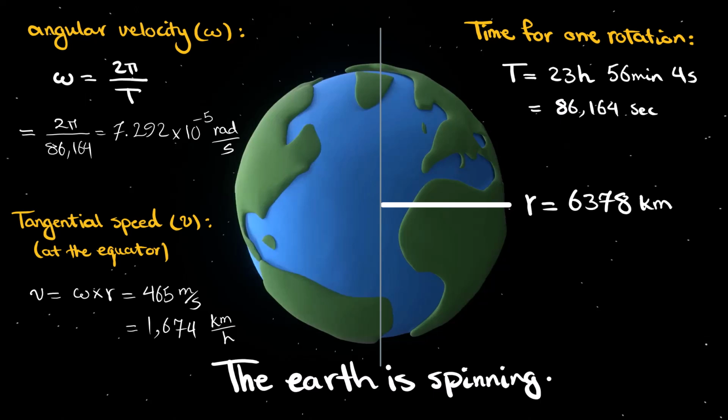The funny thing is that if the Earth suddenly stops spinning, you will still move at this speed and everything on the surface of the Earth would move at this speed and there would be chaos on Earth.